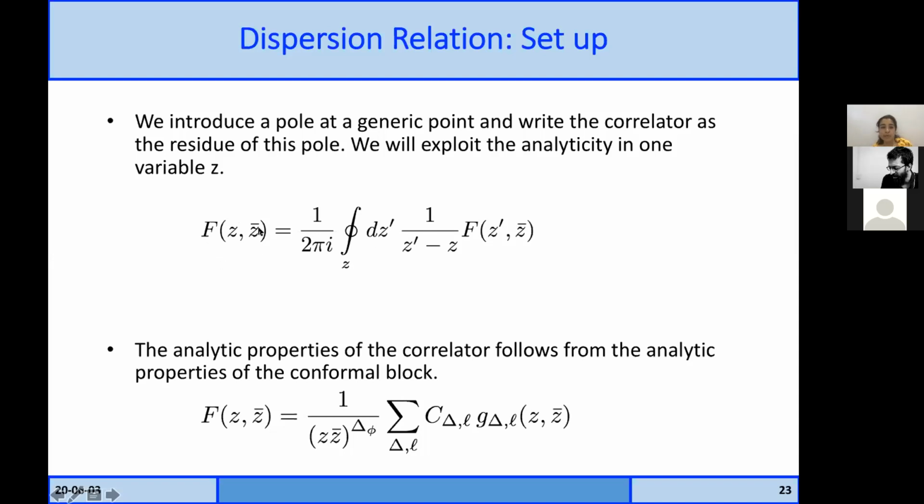Now, what is the analytic property of the correlator? Now, this correlator is given as a sum over conformal blocks. So the analytic properties of the correlator follow from the analytic properties of the conformal block. So in order to see the analytic structure of F(Z, Z bar), we have to focus on the analytic structure of the conformal blocks.